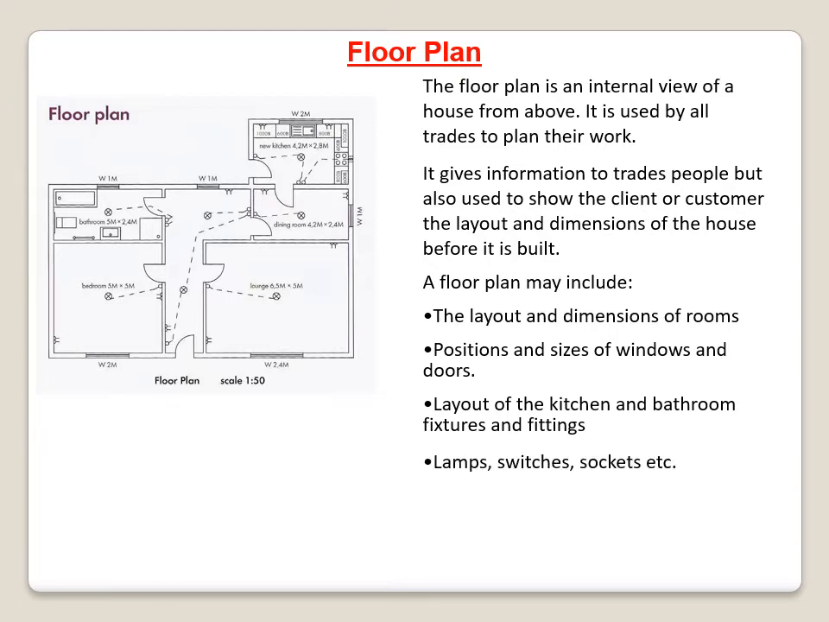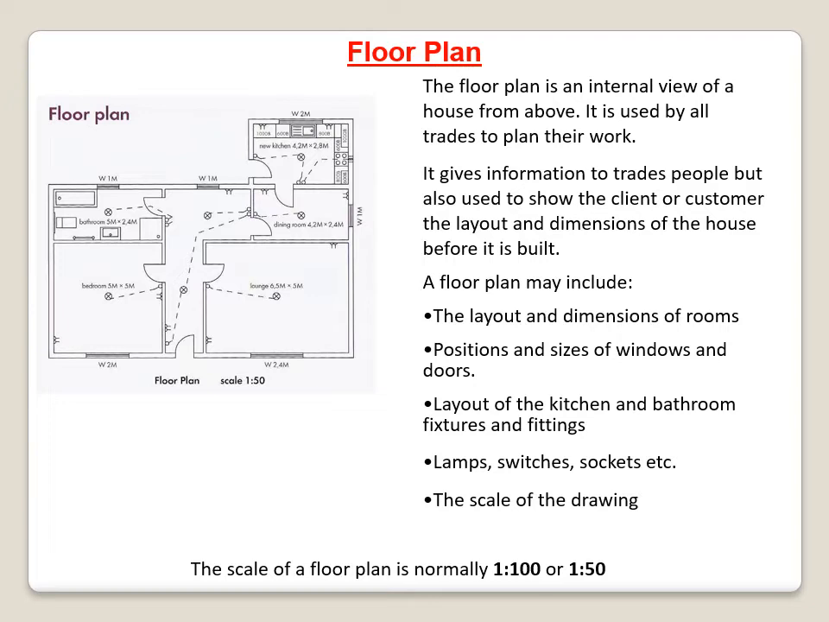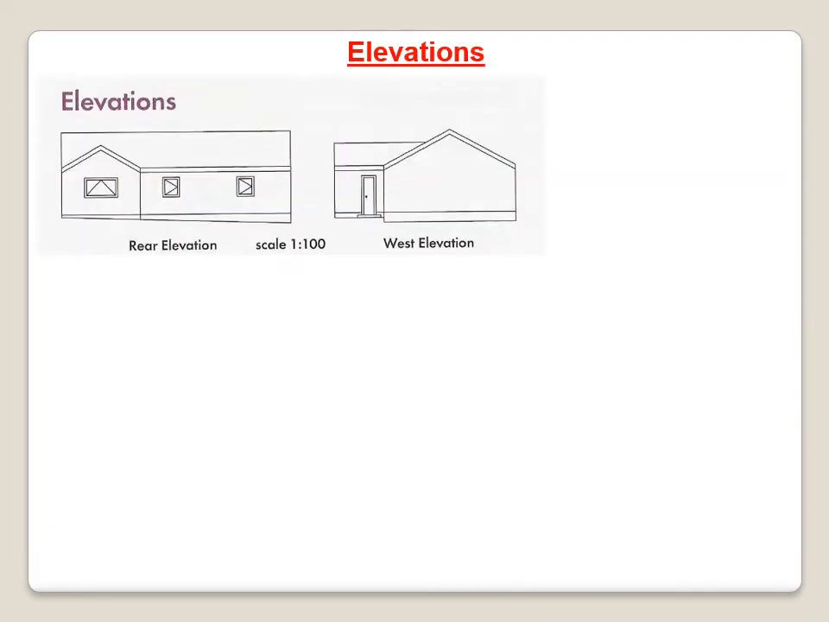Lamps, switches and sockets. So lamps being the light, okay, so you've got those in each room, normally with a little dotted line going to the switch that controls it. And then you'll have sockets, your electrical outputs, somewhere around the room as well. You'll also have the scale of the drawing, and a floor plan is normally drawn at 1 to 100 or 1 to 50.